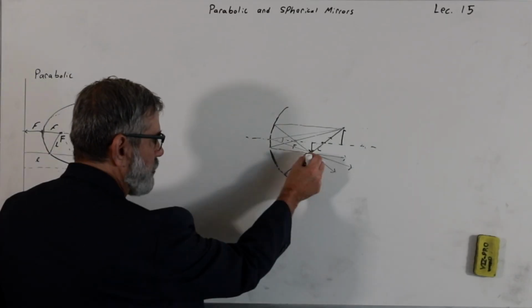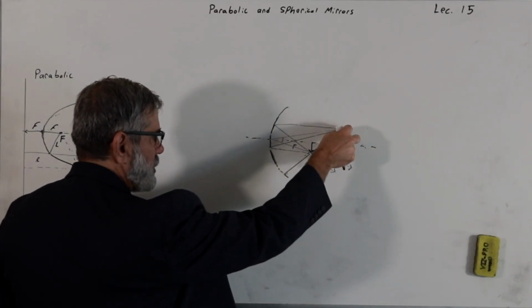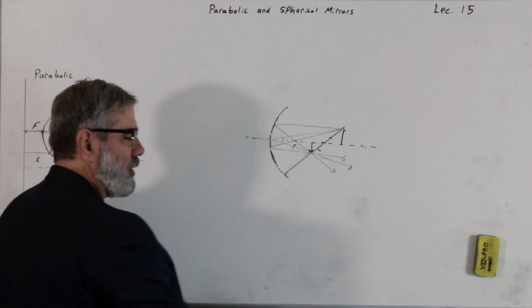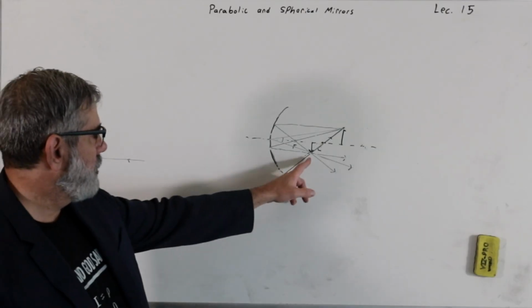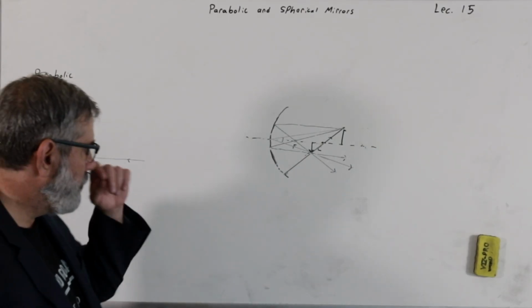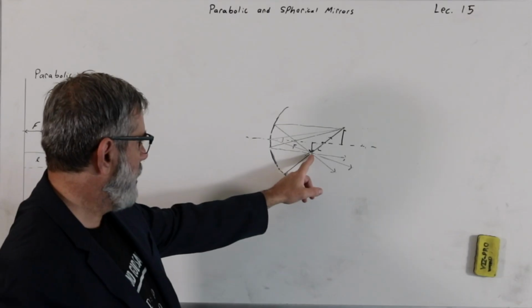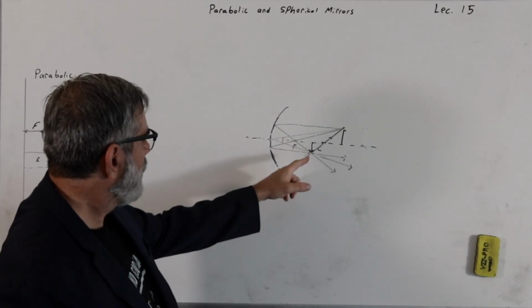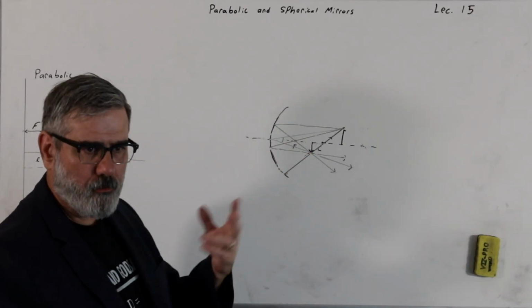If I were to hold a piece of paper right here and have someone stand right there, I would see an upside down image of them. That's a real image, and we'll talk more about the details of that later. But to draw this, you really only need two lines and you find where they intersect.